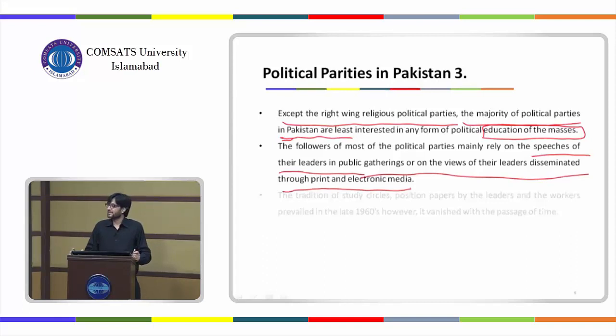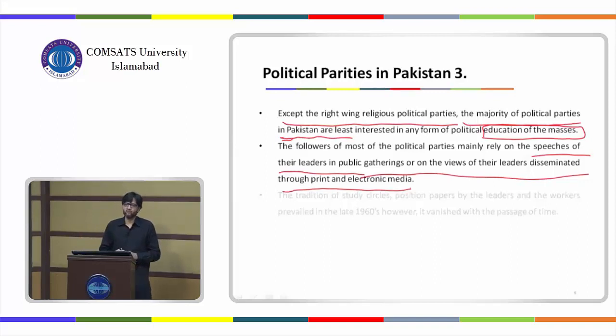But they have no concrete policy document of that party that says, okay, these are the economic problems of the country, these are the problems in the health sector, these are the problems in the education sector, these are the problems in the water sector, and in the energy sector, this is the problem of the environment, and this is how this party is going to approach these problems in order to resolve them. So this kind of document is usually not there with the masses.